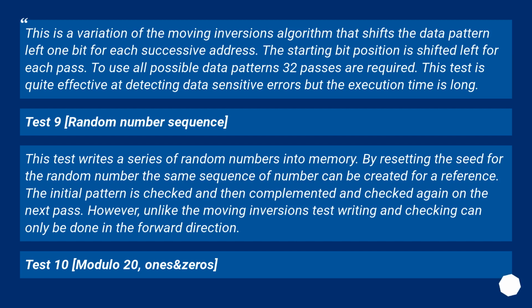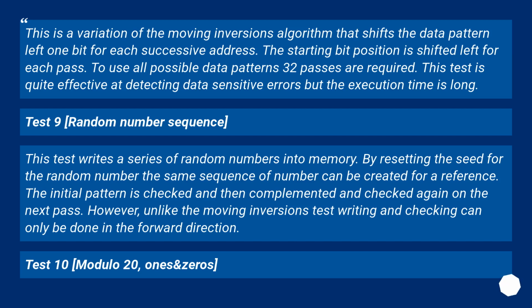This is a variation of the moving inversions algorithm that shifts the data pattern left 1 bit for each successive address. The starting bit position is shifted left for each pass. To use all possible data patterns, 32 passes are required. This test is quite effective at detecting data-sensitive errors, but the execution time is long.